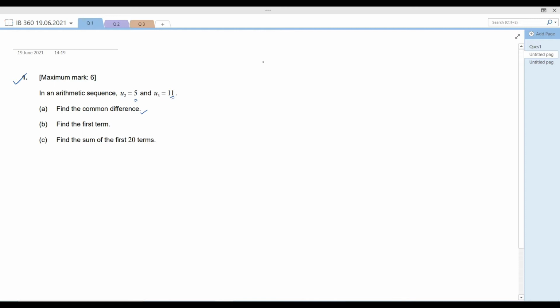For any arithmetic progression or arithmetic sequence, the common difference is the difference between two consecutive terms. Here two consecutive terms U3 and U2 are given. So the common difference will be U3 minus U2. Let the common difference be D. So U3 minus U2 equals D, or U3 is given as 11 minus U2 is given as 5 equals D. So D equals 11 minus 5. So D equals 6. So the common difference is 6.